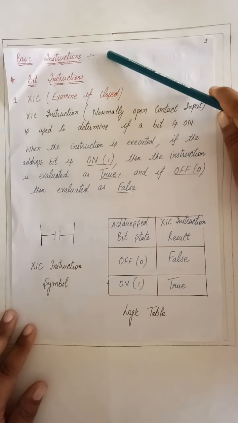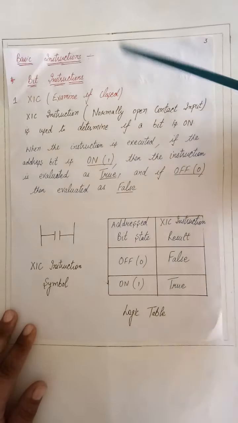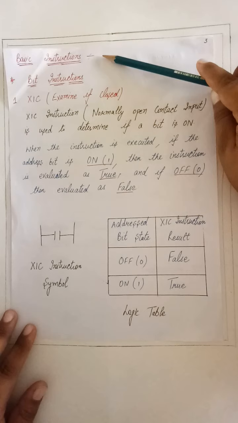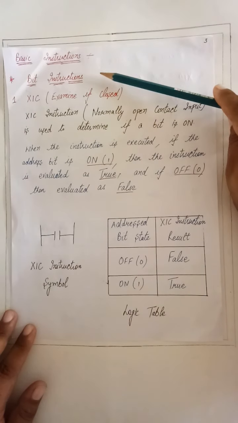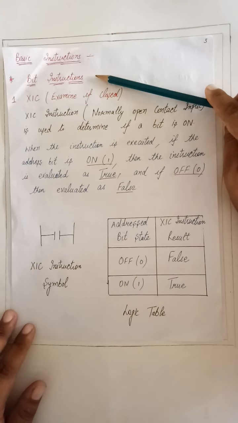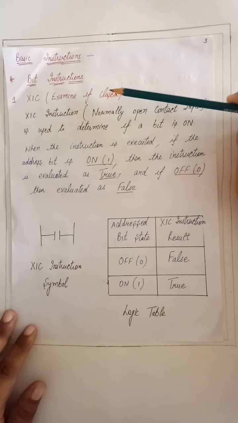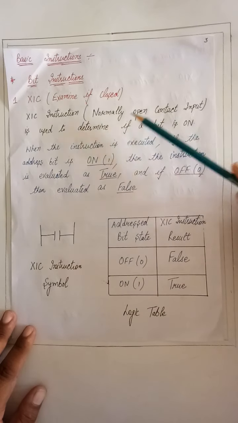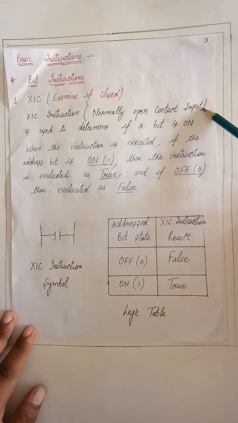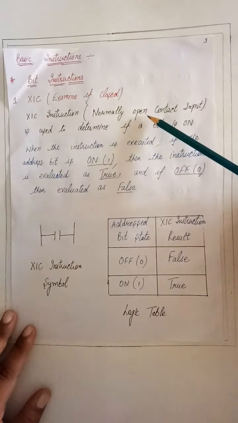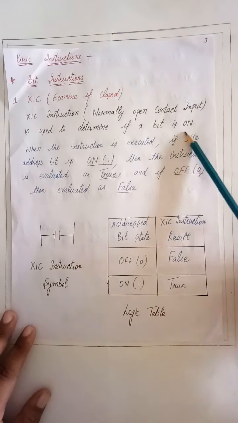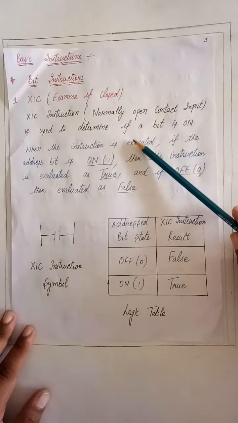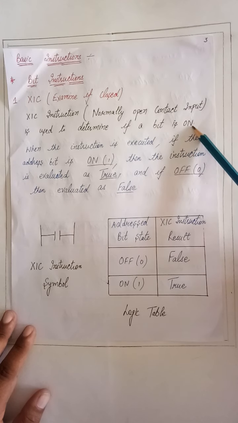Now we are going to discuss our next topic, which is the basic instructions. First basic instructions are the bit instructions, which have the following types. First is the examine if closed. This instruction is also called normally open contact input, which is used to determine if the bit is on.